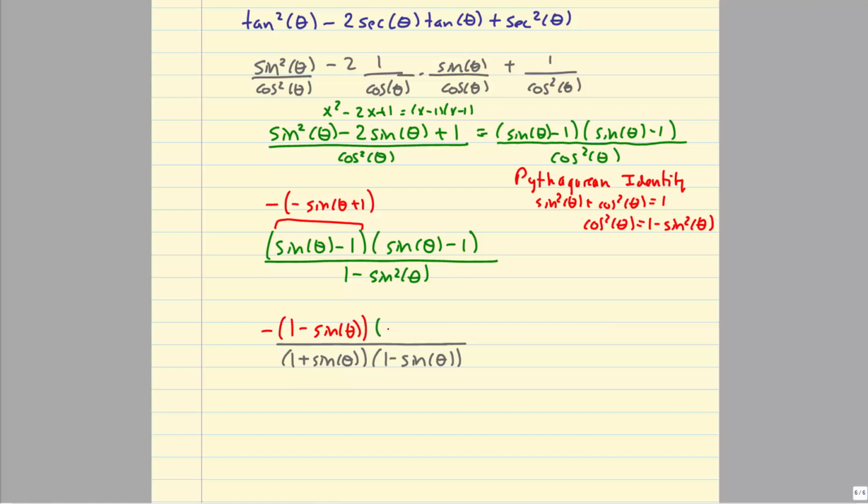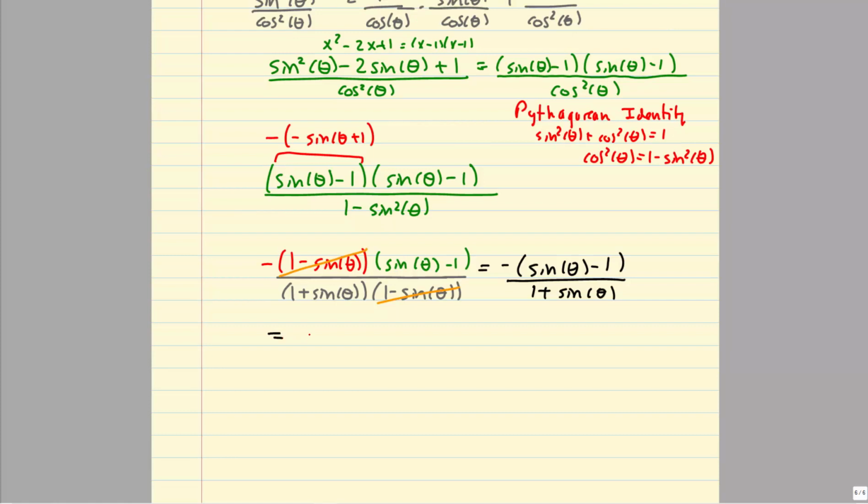And then the sine theta minus 1 over here can just stay the same. So what ends up happening is the 1 minus sine thetas cancel, and I'm left with a negative sign, sine theta minus 1 all over 1 plus sine theta. And then I can distribute the negative, so it's going to be negative sine theta plus 1 over 1 plus sine theta, which is almost exactly what I want.